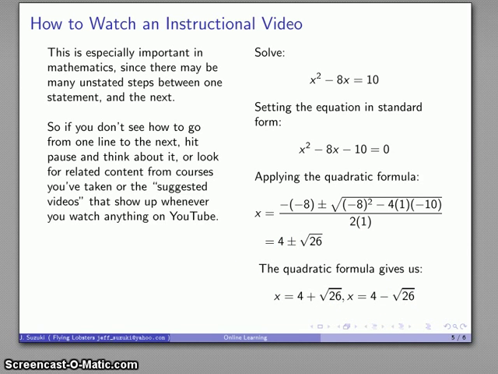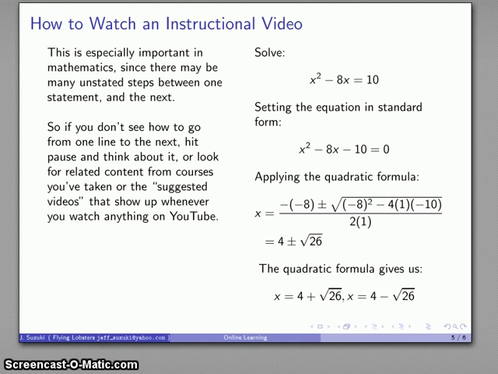And potentially this may require going offline or searching for other sources. You might look for course notes from previous classes you've taken, or YouTube is pretty good about recommending suggested videos whenever you're watching something. And maybe you follow that and it'll tell you how to apply the quadratic formula to equations like that. The important thing is that you need to take those pauses to fill in whatever gaps there may be. A good rule of thumb is that if you're watching a video and you don't hit pause at least 10 times during the course of the video, it's either a very, very simple video or you're missing something very important.